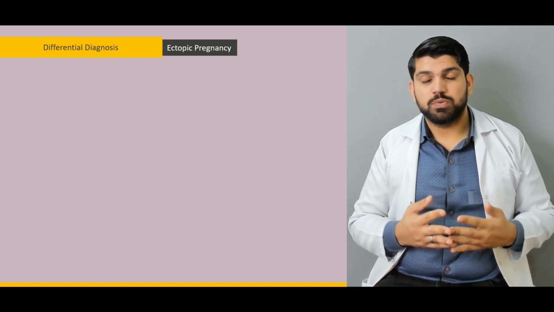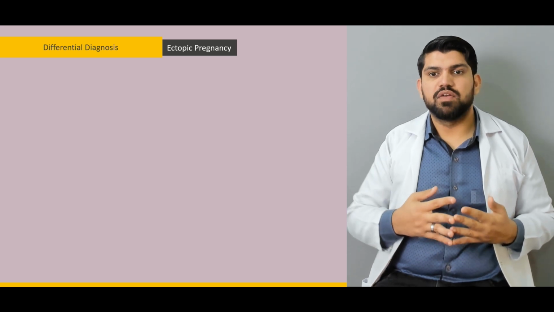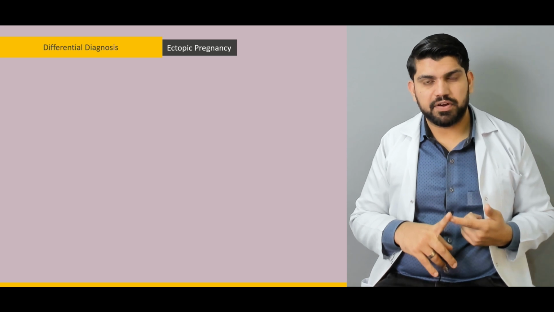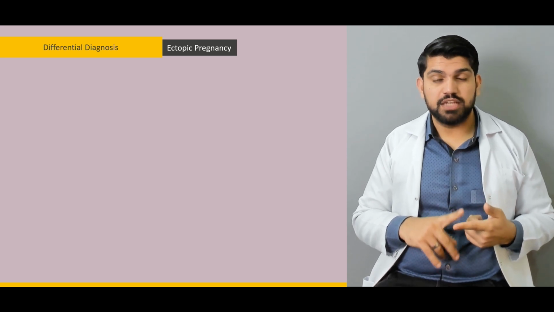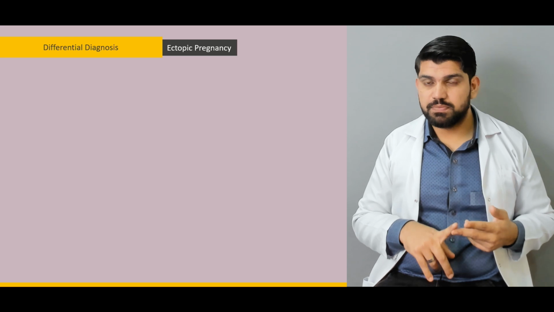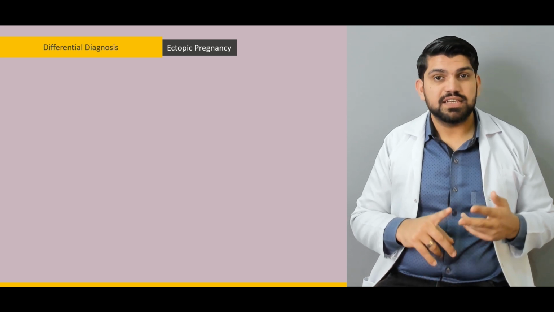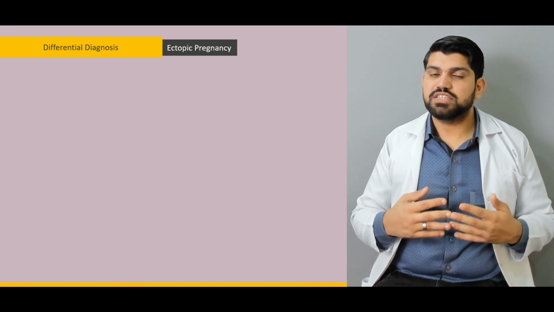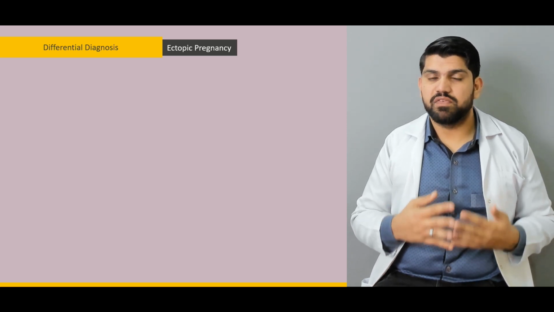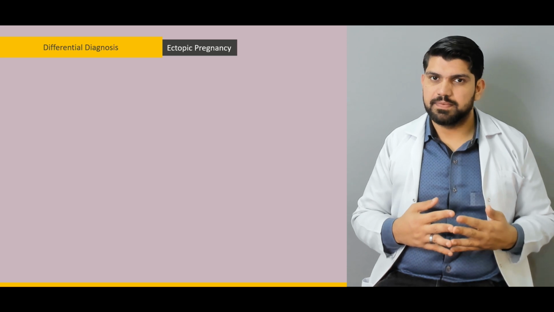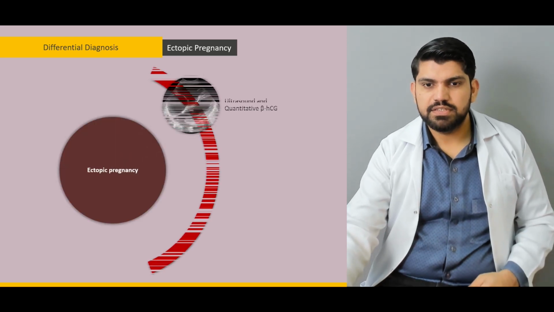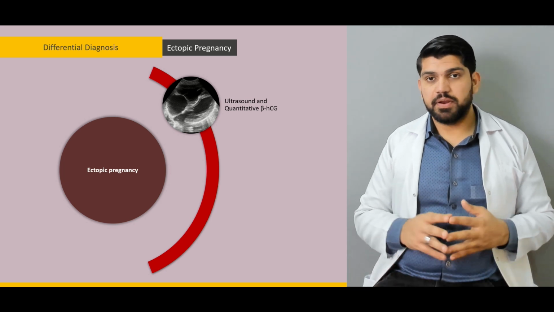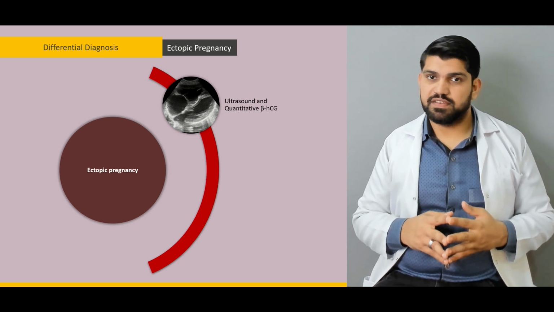So how to diagnose? What are the risk factors for ectopic pregnancies? A patient with a history of previous ectopic pregnancies, smoking, intrauterine devices, contraceptives. These can help you realize this patient has a risk factor and needs to be evaluated for ectopic pregnancy. How do you do that? Ultrasound and quantitative beta HCG. Very, very important. Ultrasound is very, very sensitive.